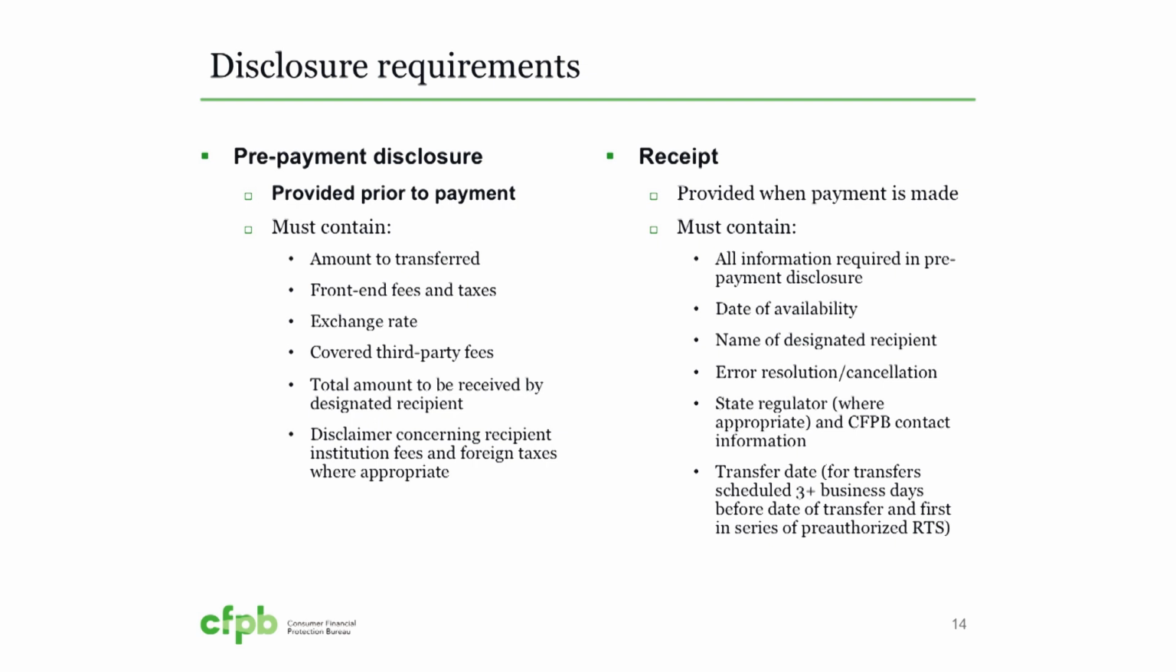Let me go back and walk through each of these disclosures. The amount to be transferred is the amount of funds being sent to the designated recipient. This gets disclosed both in the currency in which the transfer is funded and the currency in which the transfer is to be received. Front-end fees and taxes are fees and taxes charged by the provider or passed on by the provider and charged to the sender, such as a tax charged by the state in which your institution is located. Front-end fees and taxes, together with the amount to be transferred, create a total amount paid that reflects the amount the sender is paying out of pocket to fund the remittance transfer.